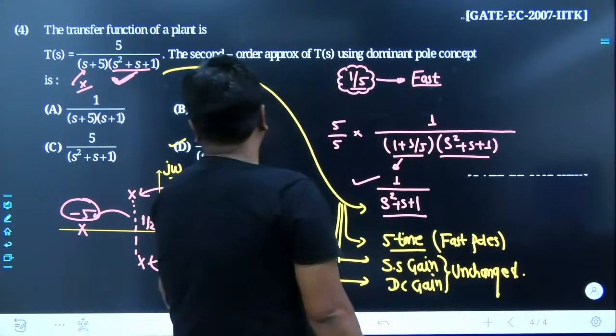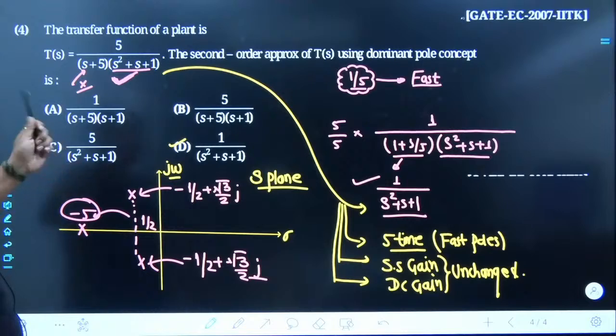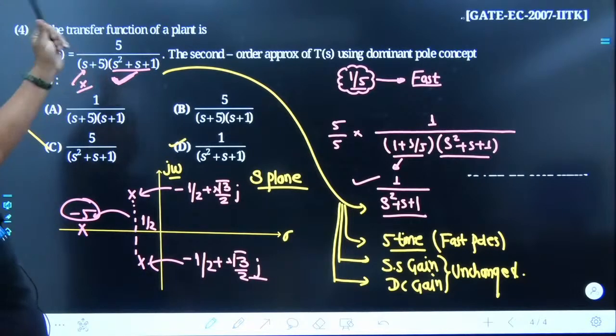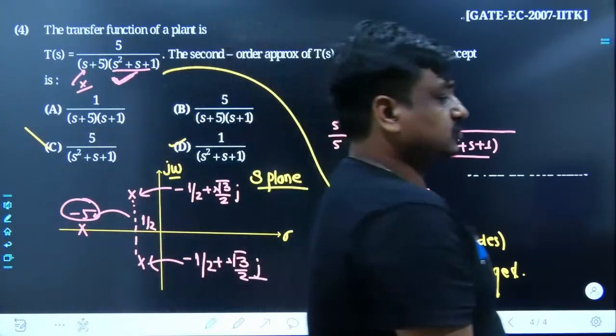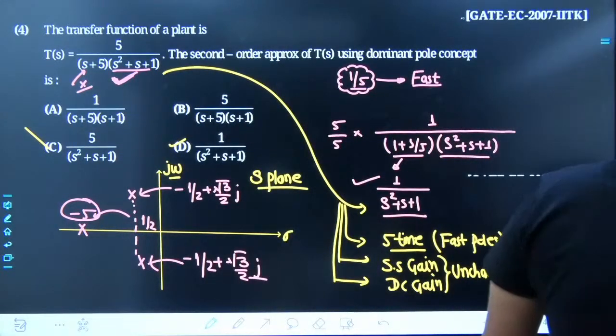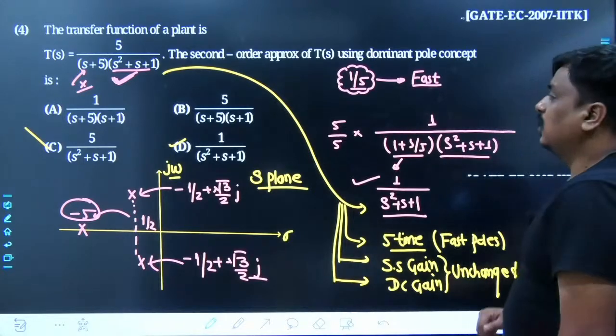Should be unchanged. I know many of these students would also pick this as the answer. No, here the DC gain had been 5, here the DC gain had been 1, here the DC gain had been 1. So I think this must be a clear-cut understanding for all of us. Now in the same sequence, I think it is the right time to take the next question.